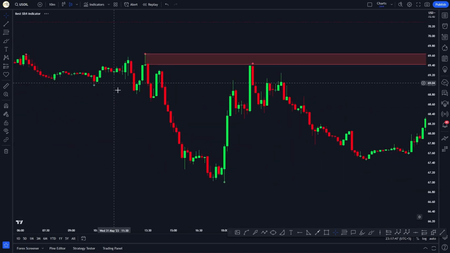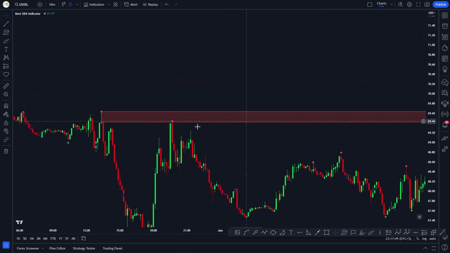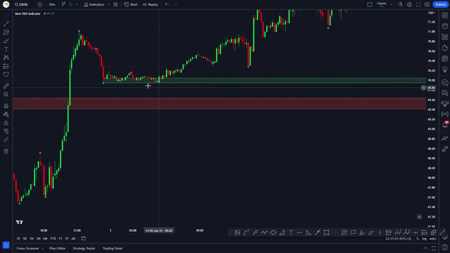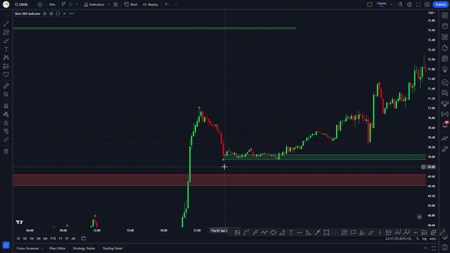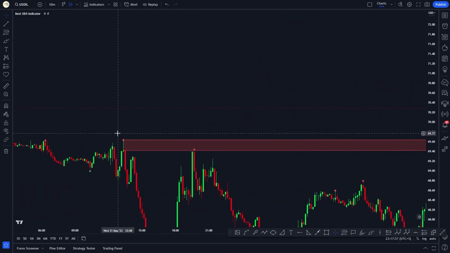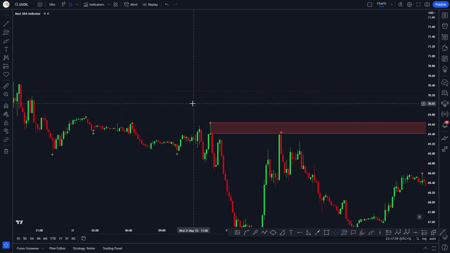By using that indicator, you can find the support and resistance zones in real time and take advantage of it. The best thing is it's free, so you can go ahead and use it anytime you want to. So without any further ado, let's get started.